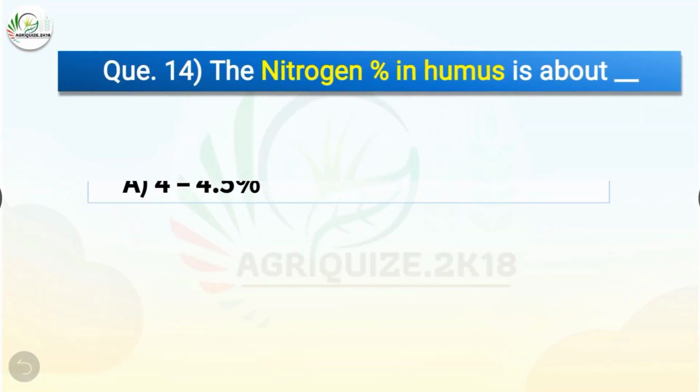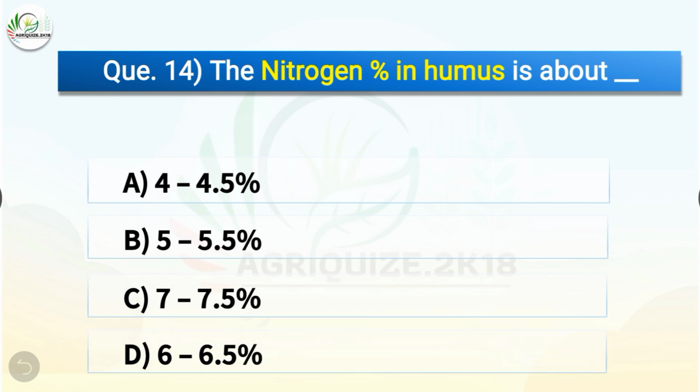Question number 14. The nitrogen percentage in humus is about dash. The options are 4 to 4.5%, 5 to 5.5%, 7 to 7.5%, or 6 to 6.5%. The correct answer is option B, 5 to 5.5%. So the nitrogen percentage in humus is about 5 to 5.5%.